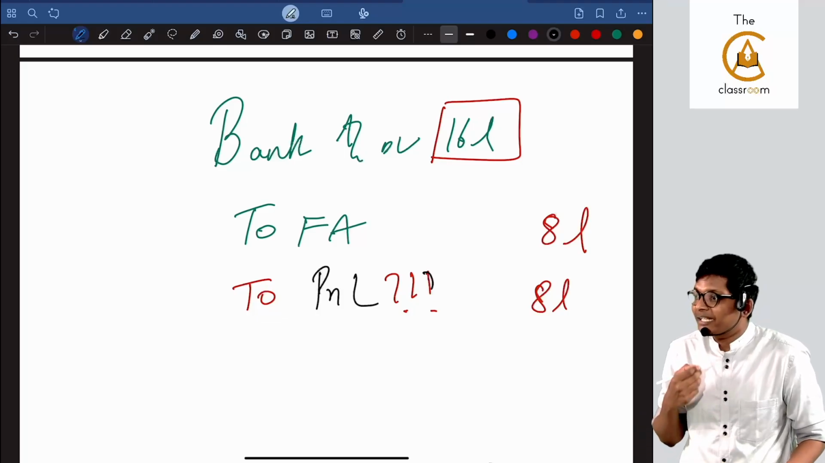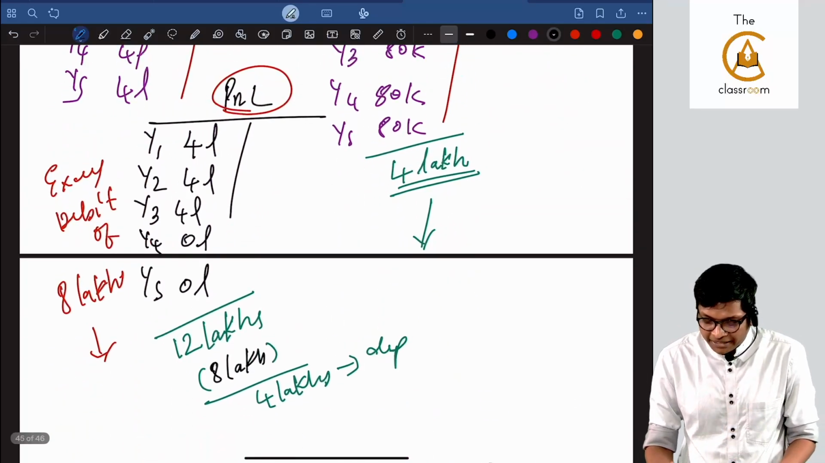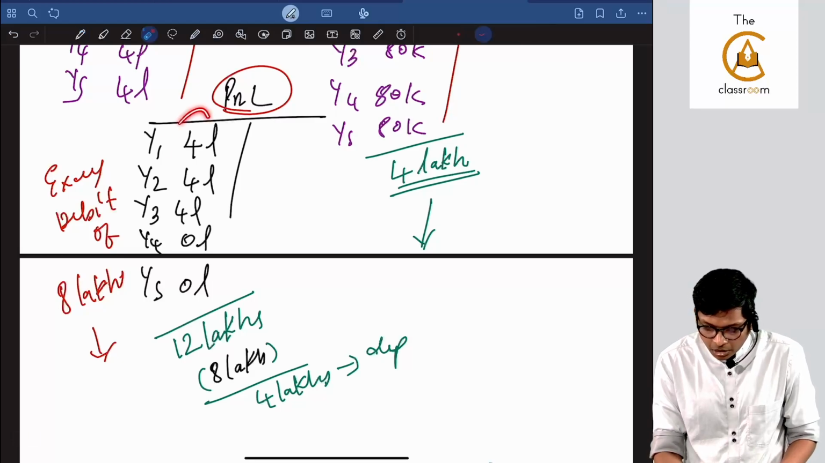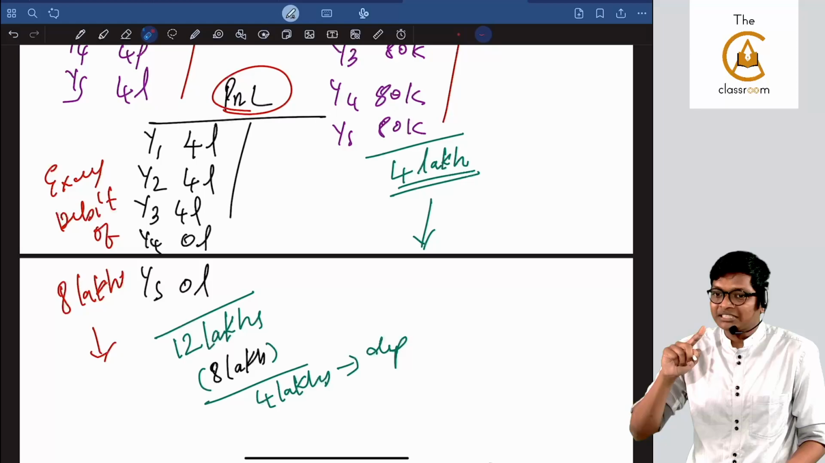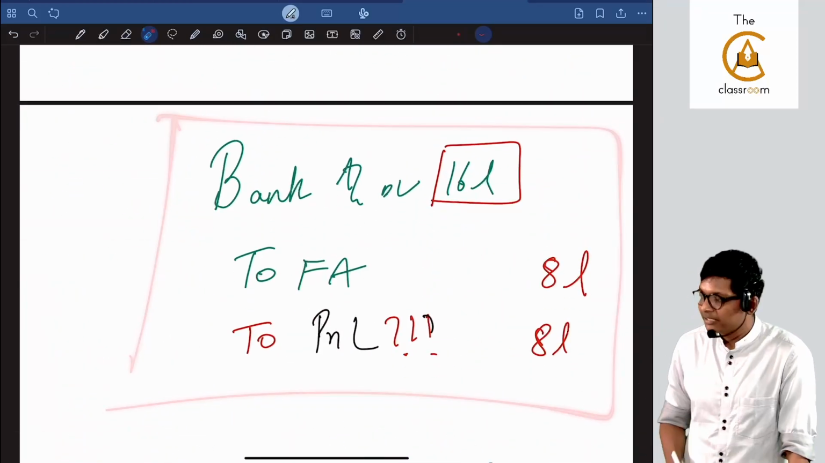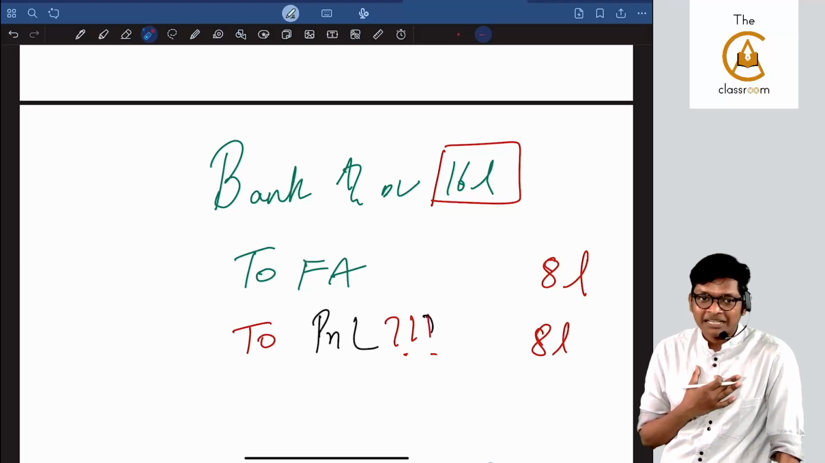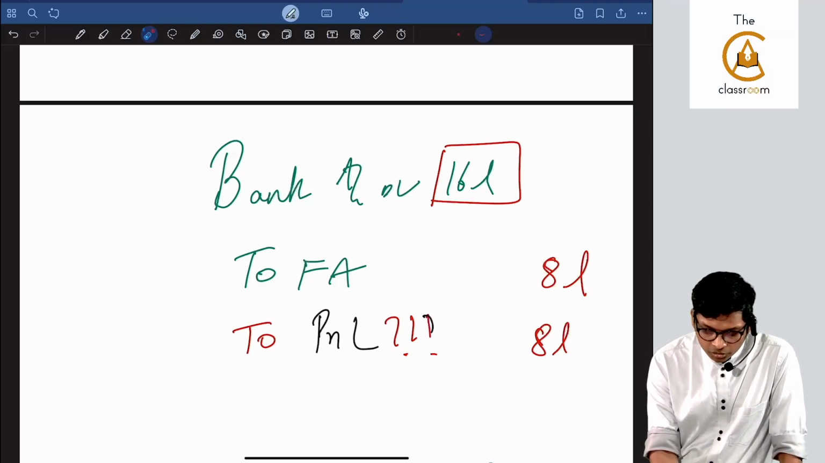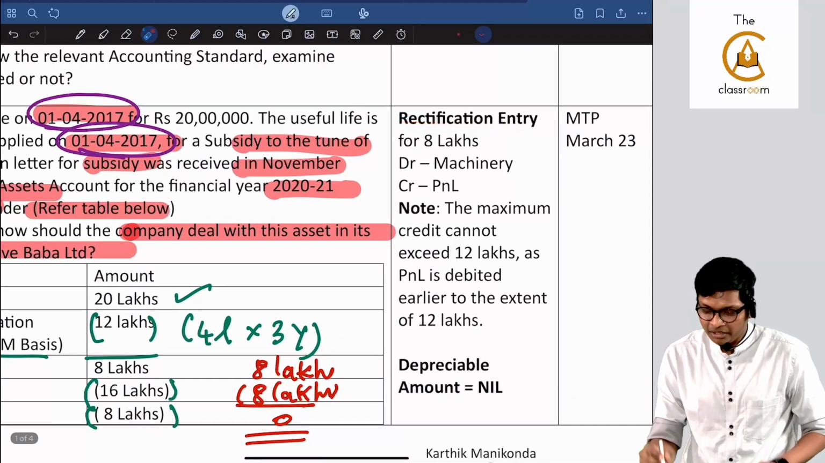Why I am crediting P&L and not capital reserve is because my P&L had an excess debit of 8 lakhs already, which I am now reversing because grant came late. So this will be my rectification entry. Are you all following guys? Understood all of you? Easy? Sure understanding? Okay. So this, if I go here, I gave a simple answer. Rectification entry for 8 lakhs.